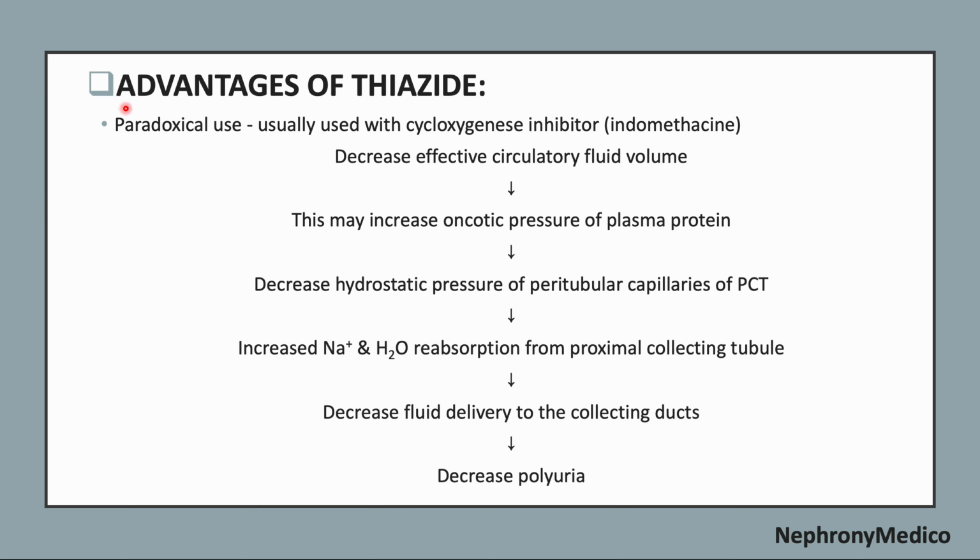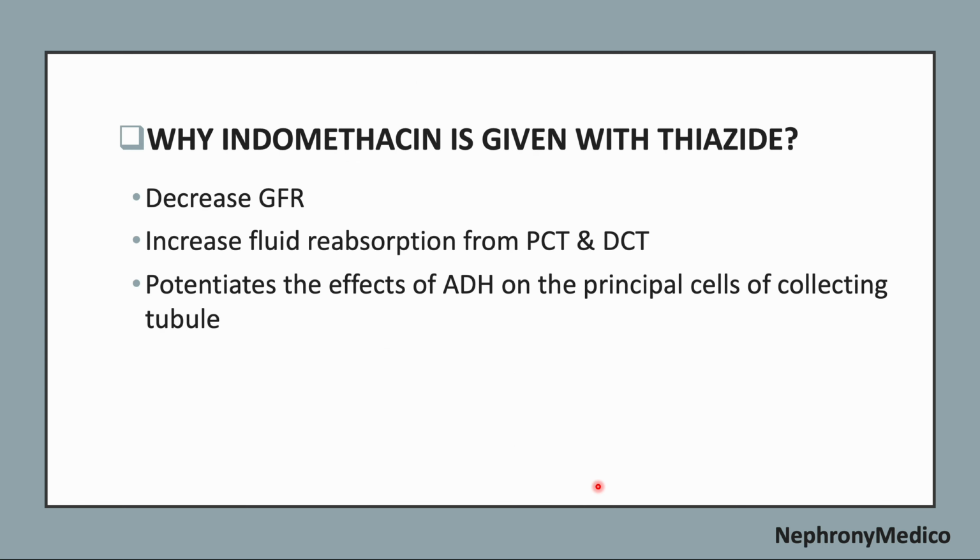Now, advantages of the thiazide also include the paradoxical use, which means it is usually used with a cyclooxygenase inhibitor, which is indomethacin. It decreases the effective circulatory fluid volume, which may increase the oncotic pressure of the plasma protein and decrease the hydrostatic pressure of the peritubular capillaries of the PCT. There is increased sodium and water reabsorption from the proximal tubule, and there is a decreased flow delivery to the collecting ducts, and there is decreased polyuria.